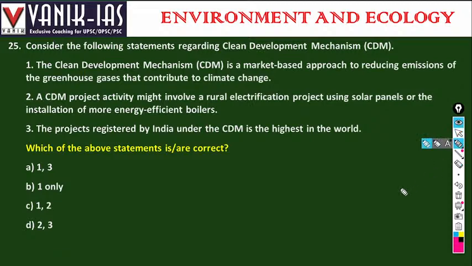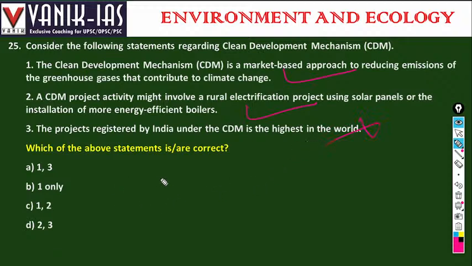Consider the following statements regarding the Clean Development Mechanism, CDM. What is CDM? It was started in 2002 under the Kyoto Protocol. A clean development mechanism is a market-based approach to reducing emissions of greenhouse gases to contribute to climate change mitigation. This is right. A CDM project activity might involve a rural electrification project using solar panels or installation of more energy efficient boilers. Yes, it may happen. The projects registered by India under CDM are the highest in the world. This is wrong. It is not highest.